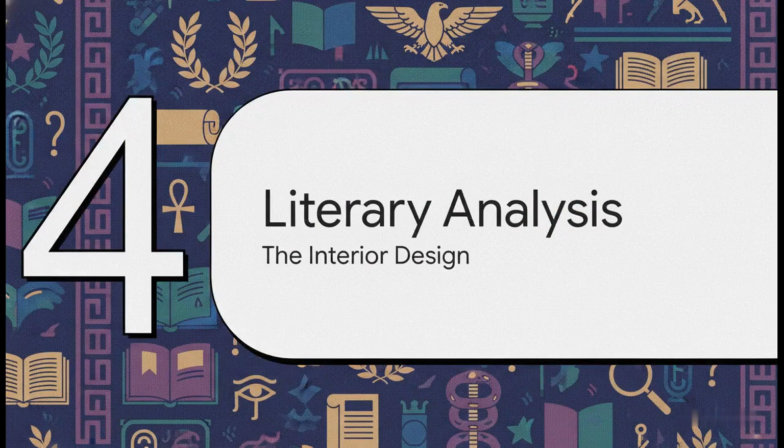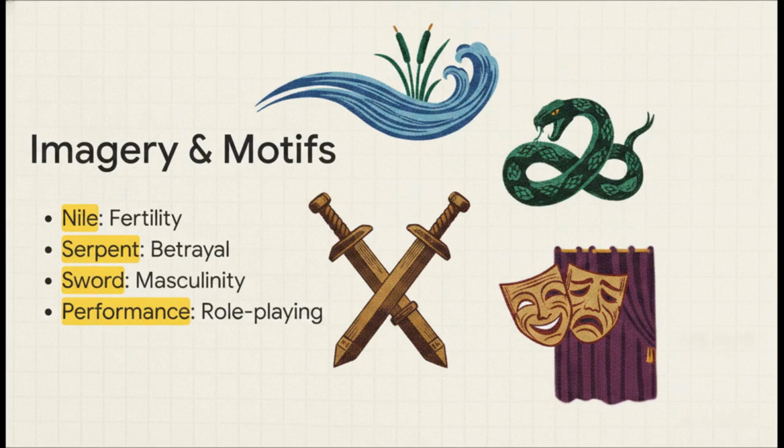That brings us to Part 4, deep literary analysis, or as I like to think of it, the interior design. Shakespeare weaves this incredibly dense web of imagery throughout the text. Notice the constant tug-of-war between the fluid, fertile, and sometimes super treacherous water imagery of the Egyptian Nile versus the rigid, honor-bound martial imagery of the Roman sword. Also, keep an eye on that motif of performance. Both Cleopatra and Caesar are hyper-aware of the literal roles they're playing on the world stage.